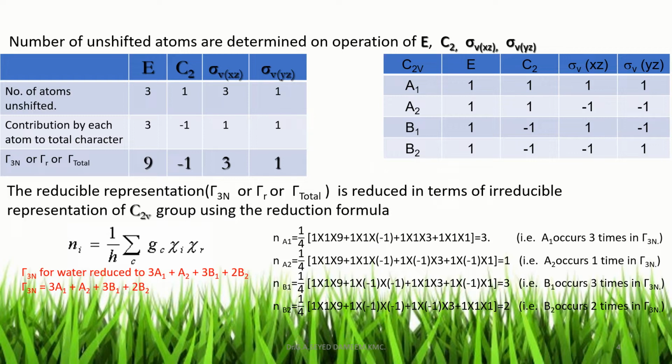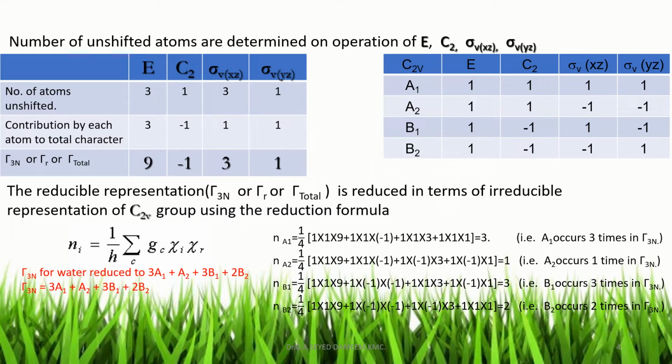Gamma 3n means the representation corresponding to 3n degrees of freedom, gamma r means the representation which is reducible, the reducible representation, and gamma total means the representation corresponding to total degrees of freedom. On multiplying the number of atoms unshifted with the contribution per atom to the total character, we get the reducible representation: 3 into 3 is 9, 1 into minus 1 is minus 1, 3 into 1 is 3, 1 into 1 is 1. This is a reducible representation.